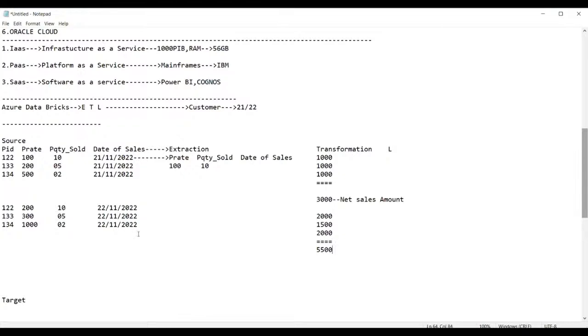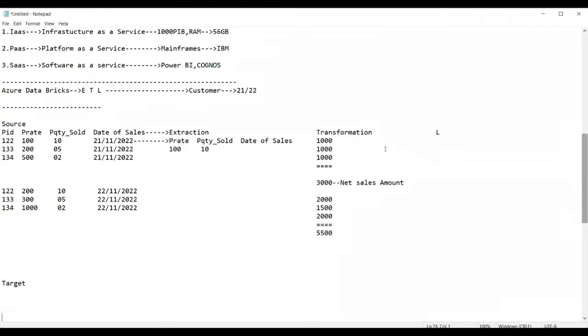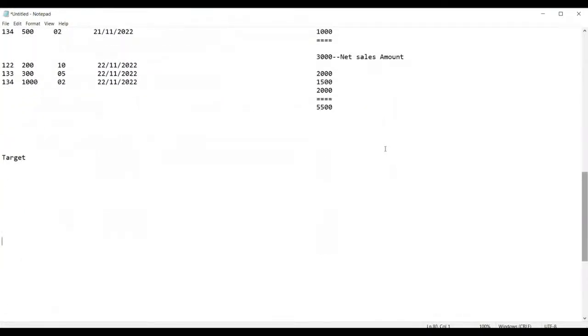Now, guys, this is the net sales amount. This process is called the transformation process. It's done. Finally, you will be loading. Where will you be loading the data? Finally, you will be loading the data into the target. I will load the data like this. Net sales amount, underscore, sales underscore amount. Net sales amount is what? 3000.